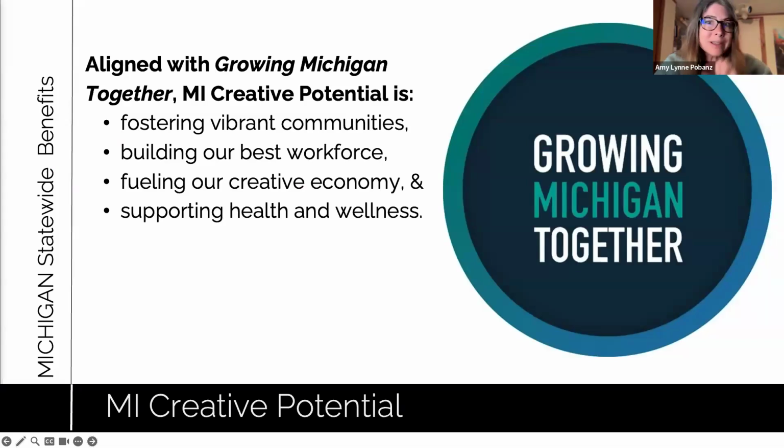So, really brief because we're going to spend a lot of time on the assessments today, but just so you know, in Michigan, we have an initiative called Growing Together. It would not surprise me if you had something similar in your state. It's often used with your economic development office and so forth at the state level. And we are working in Michigan on building vibrant communities, building our best workforce, fueling the creative economy, and supporting health and wellness. So probably four big overarching ideas that apply to you no matter where you're coming to us from.